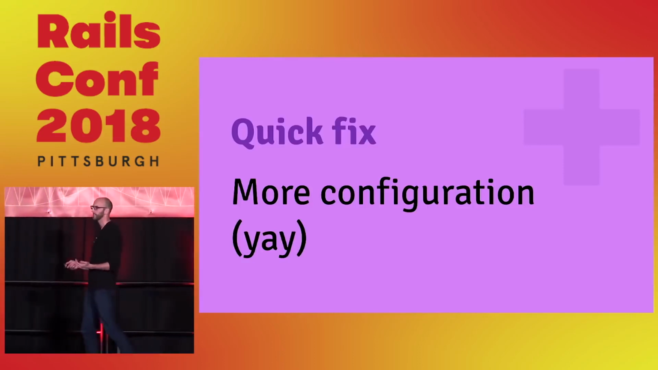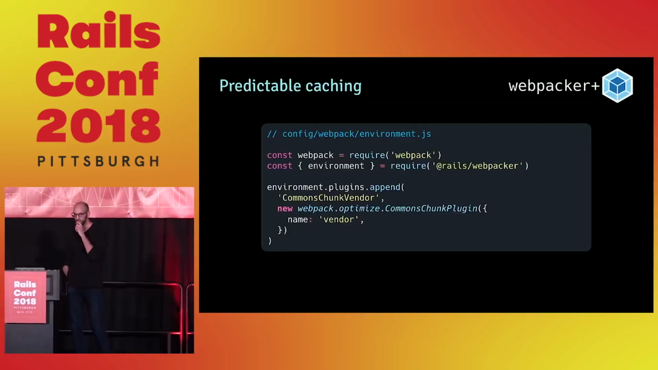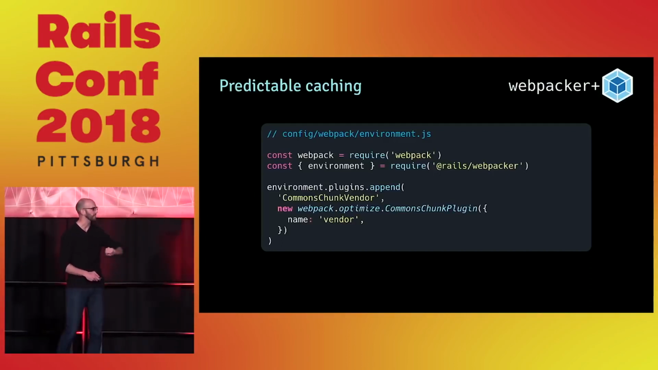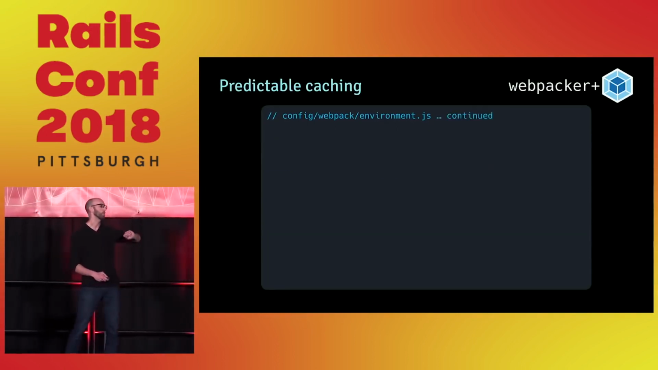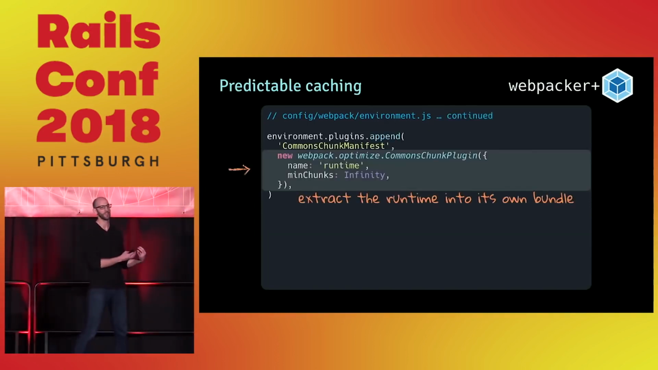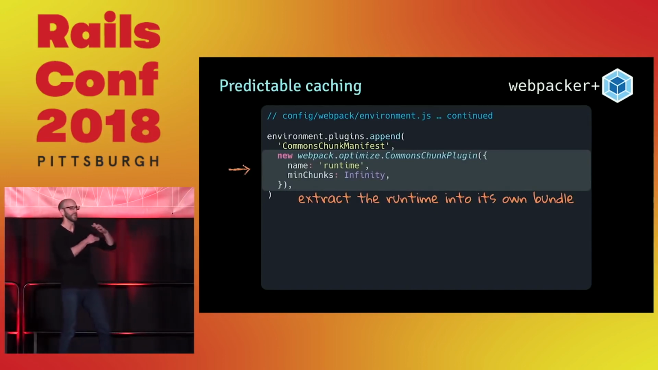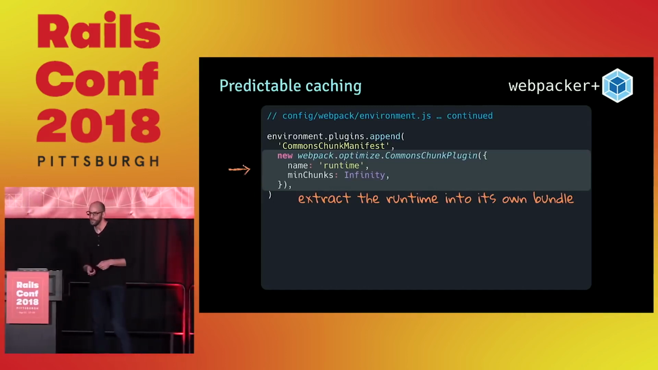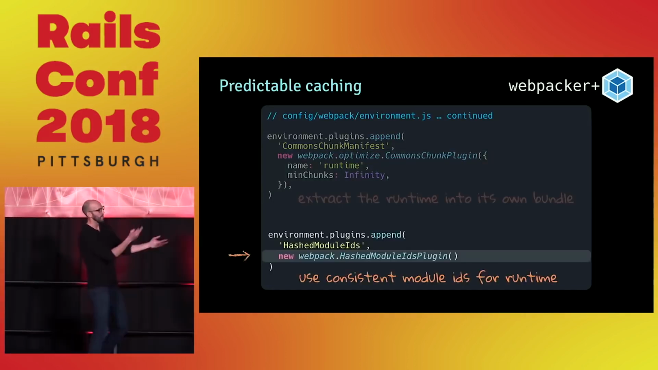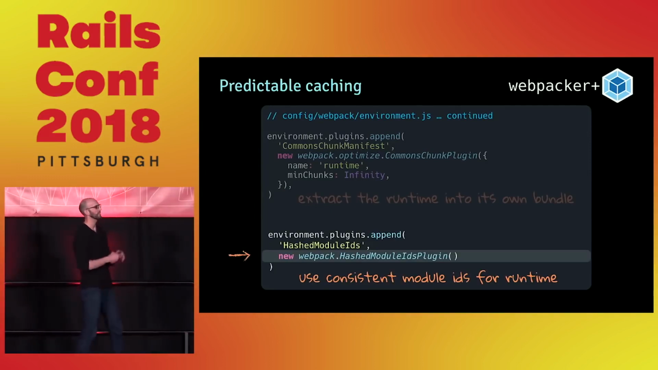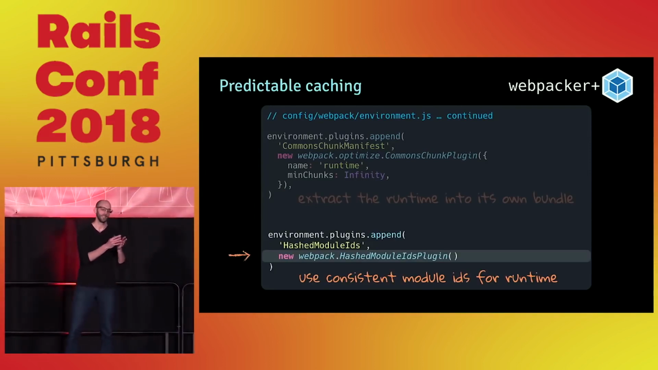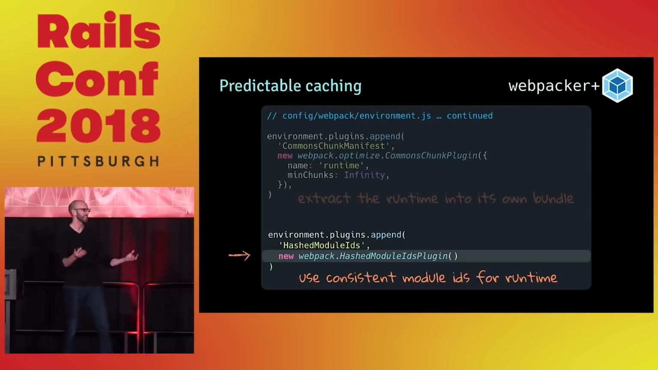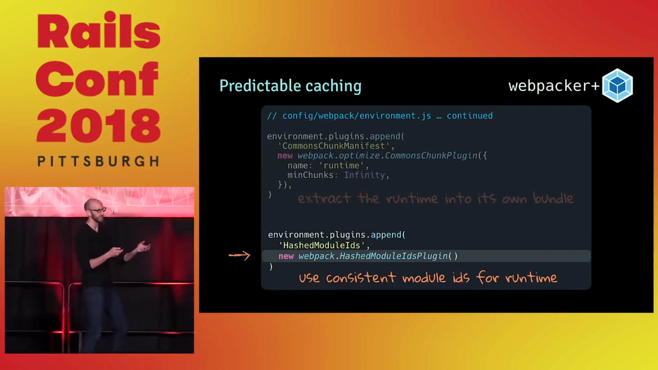Well, it turns out there's a quick fix to this: more configuration. So if you recall, this is what our common module configuration looks like, and one way to fix this is to pull that runtime out of the vendor bundle. So we had to add yet another instance of this common chunks plugin to pull the runtime out. And we also added some other plugin here. It's called the hashed module IDs plugin. Basically what it does is say don't assign numeric IDs, actually have the IDs of each module represent the contents so they won't change if we shift things around.